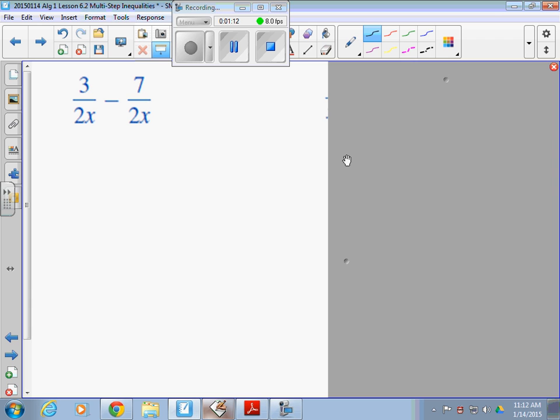Take about 15 seconds and do this one right on the side of that. 3 over 2x minus 7 over 2x.